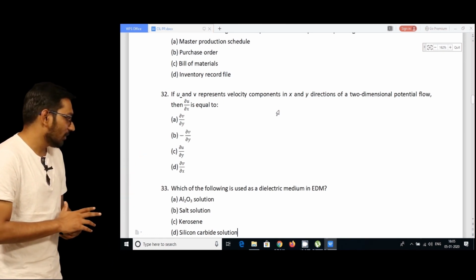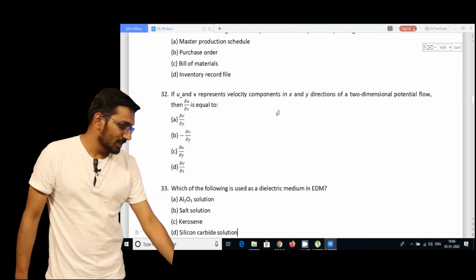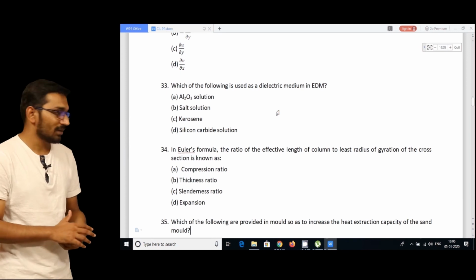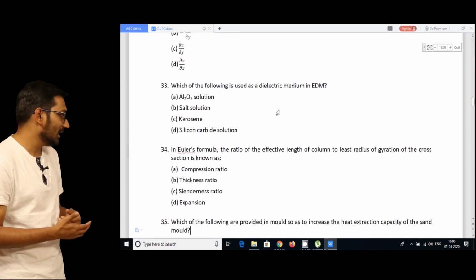Next: which of the following is used as a dielectric medium in electric discharge machining? So the answer will be kerosene, right? Kerosene is used as a dielectric medium.